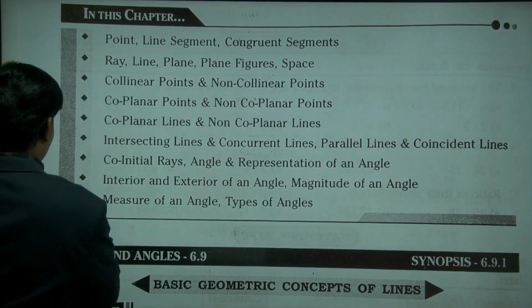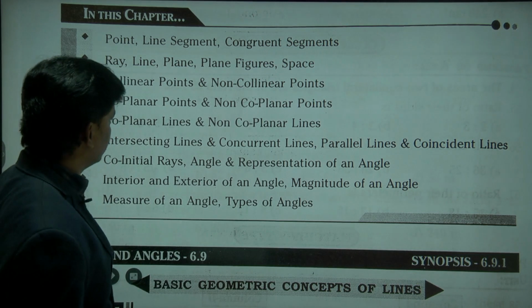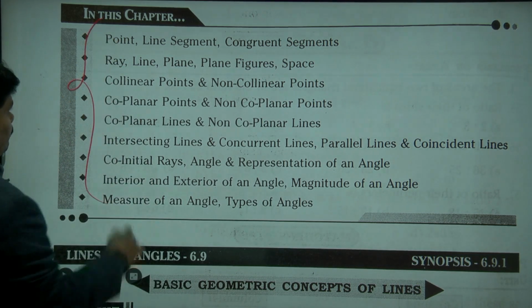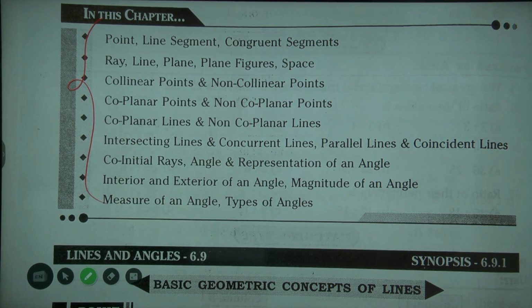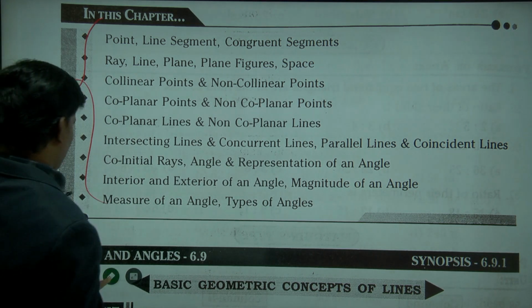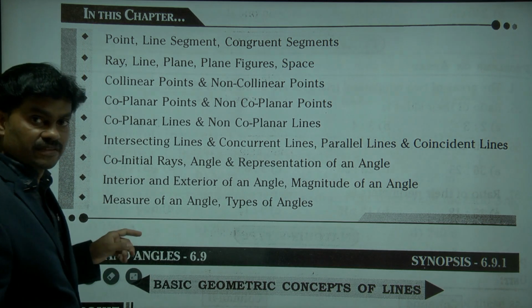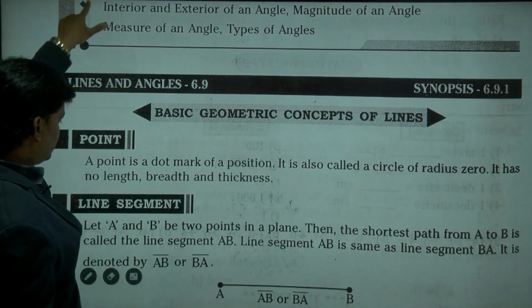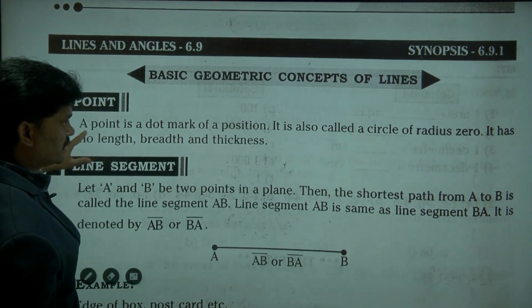So what are the topics we'll see here? The things we have discussed, just check it out. Point, line segment, congruent segments, ray, line, plane, plane figure, space, collinear points, non-collinear points, coplanar points, non-coplanar points, coplanar lines, non-coplanar lines, intersecting lines, concurrent lines, parallel lines, coincident lines, co-initial rays, angle, representation of angle, interior, exterior of an angle, magnitude of an angle, measure of an angle, types of angles. Let's go one by one, definition wise. Please check it out. We have discussed it already, but again we are checking.